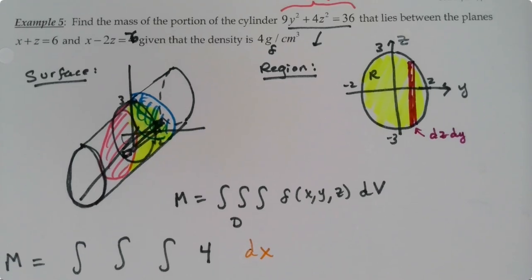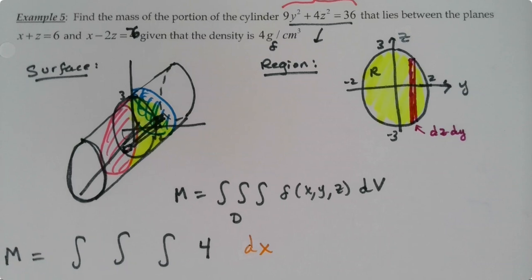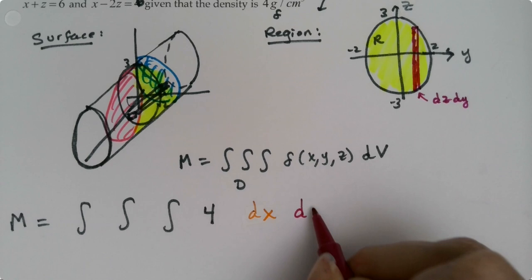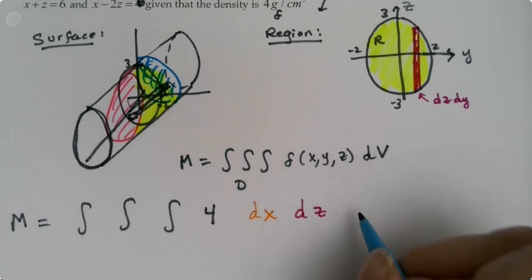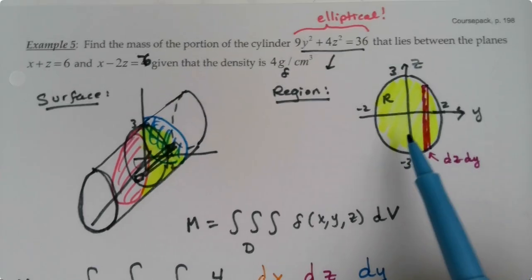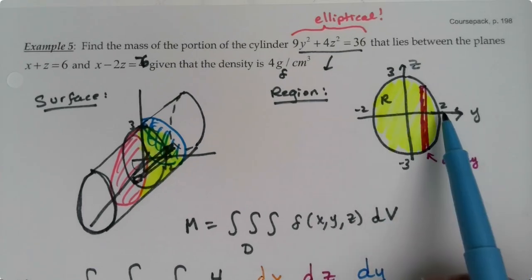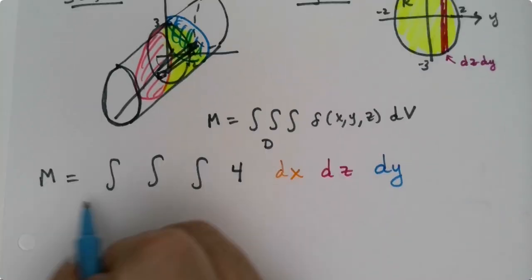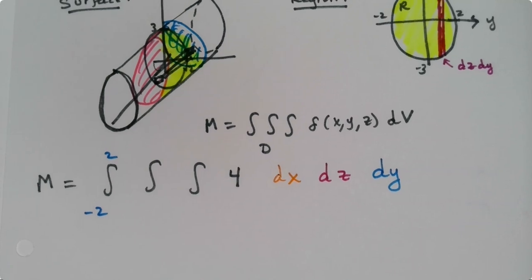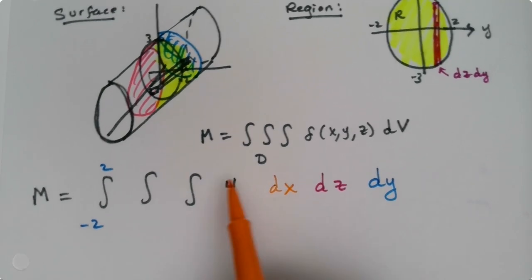Okay. And that's going to take some doing. We'll be back for that. That's going to take some work. All right, but that's our plan. So we're going to go dz next and dy. Okay, y is the easiest piece because y goes from -2 to 2, right? It's constants, so that's easy. -2 to 2.